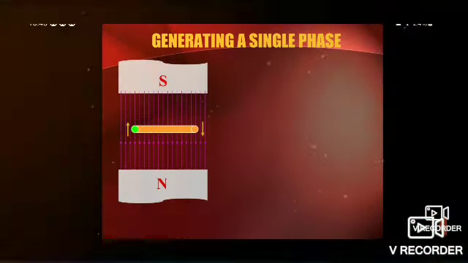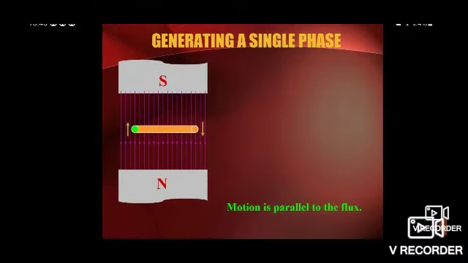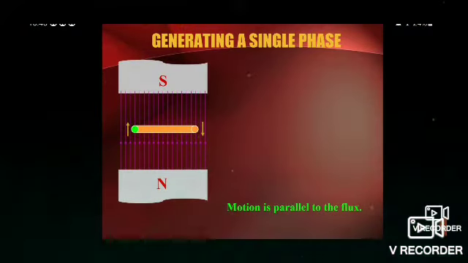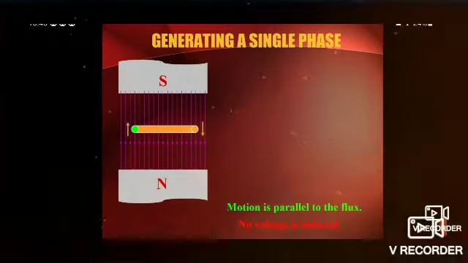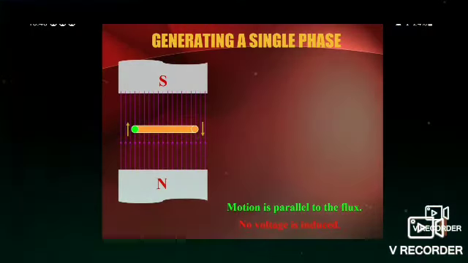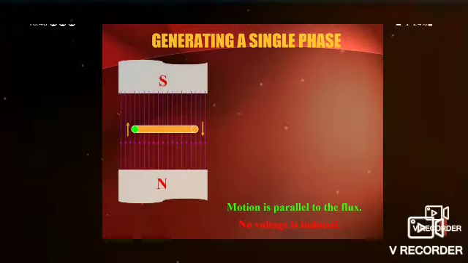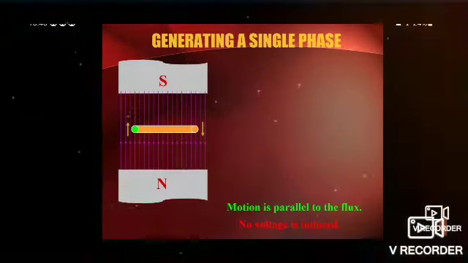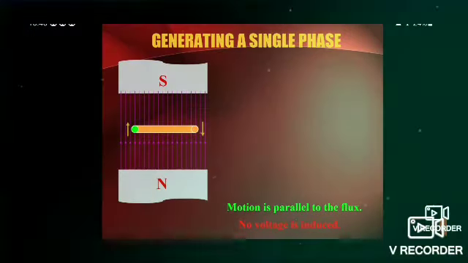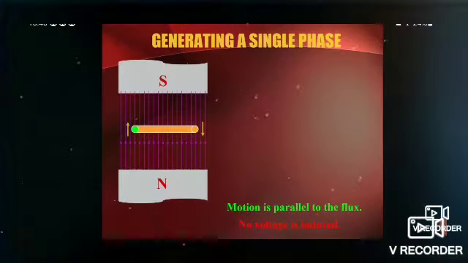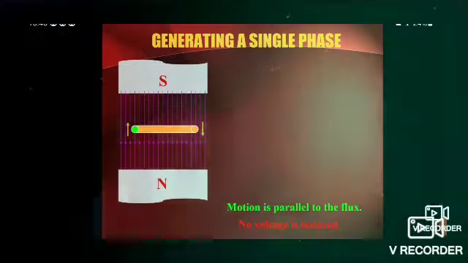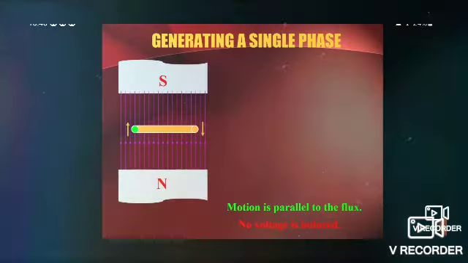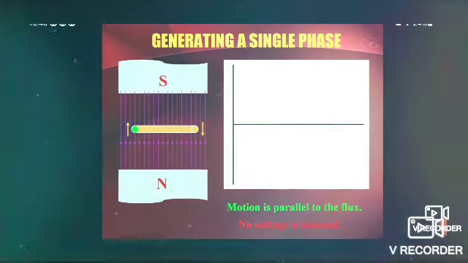See the diagram in which the magnetic lines are perpendicular to north and south. Therefore, motion is parallel to the flux, so no voltage is induced. North and south give the magnetic flux lines, and the orange line gives the motion of the conductor. The arrow mark gives the direction of motion, which is parallel with the flux. So there will be zero voltage.